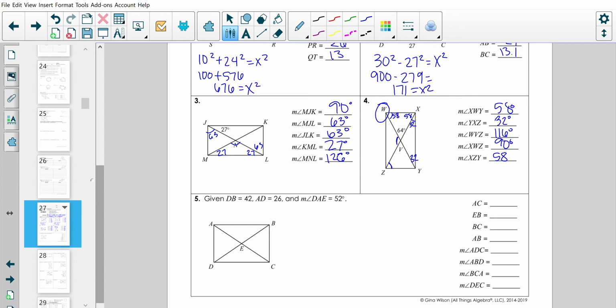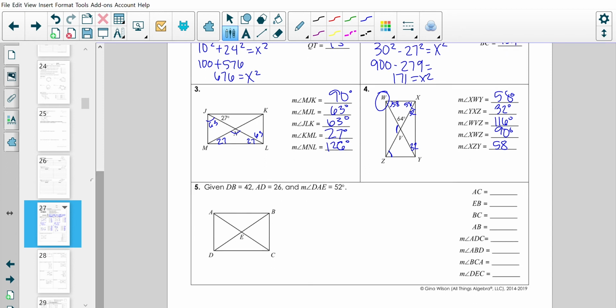Down here it tells me that DB is 42. AD is 26. So let's do our sides first, and then we'll go label our angles. There's just too much going on there. What's the measure of AC? 42. Of EB? 21. What's BC? 26.